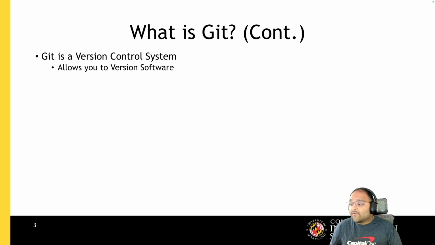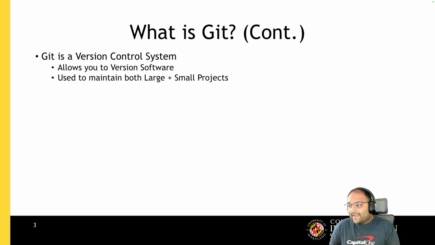It allows us to version software, right? And effectively, it is used to maintain both large and small projects. And in both cases, it's very beneficial, right? So let's say you're building a solo project. Most people still use Git because Git is just the easiest way to maintain code, right? But in a large project, Git shines, right?